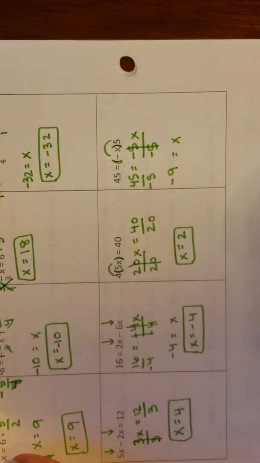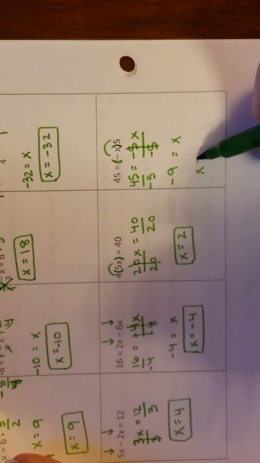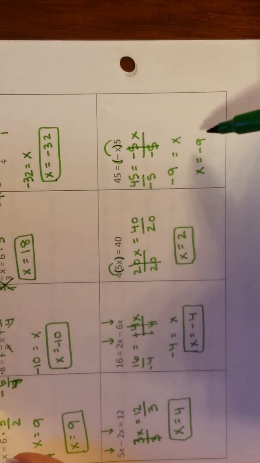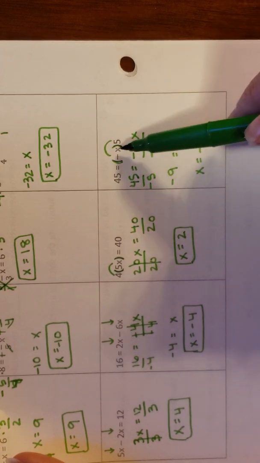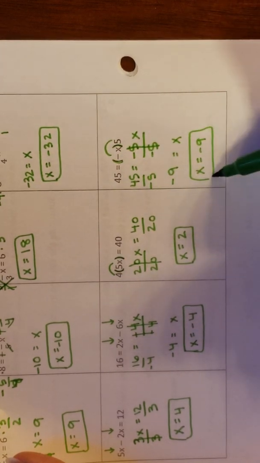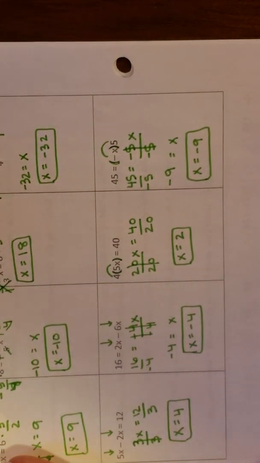And what do you do to make it final? Flip it, and now we can check it. A negative 9 is a positive 9. Positive 9 times 5 is 45. We know that that one is the final answer.